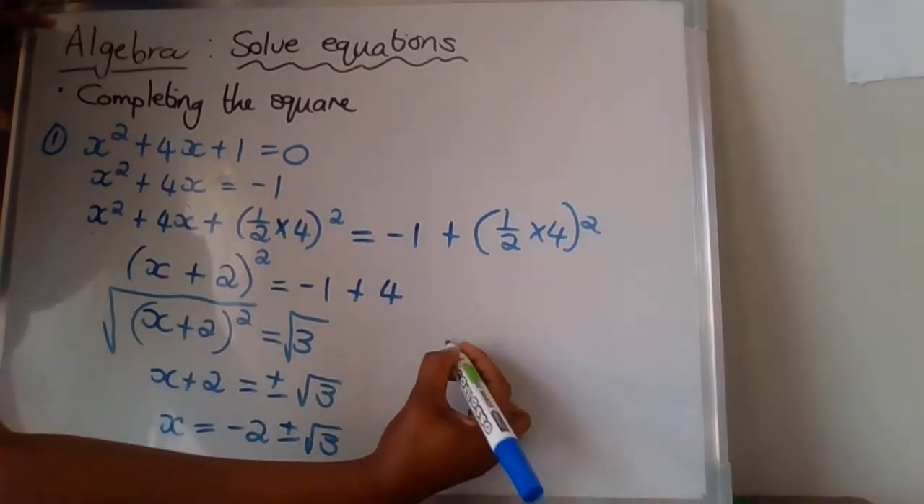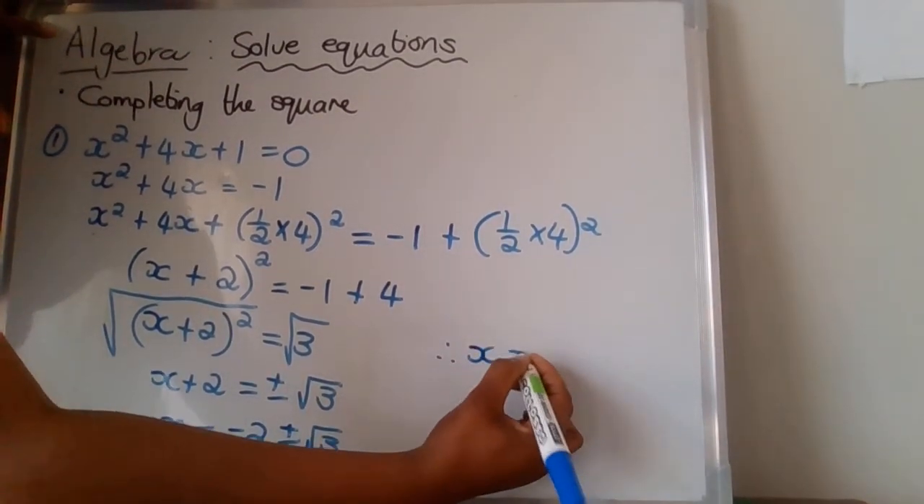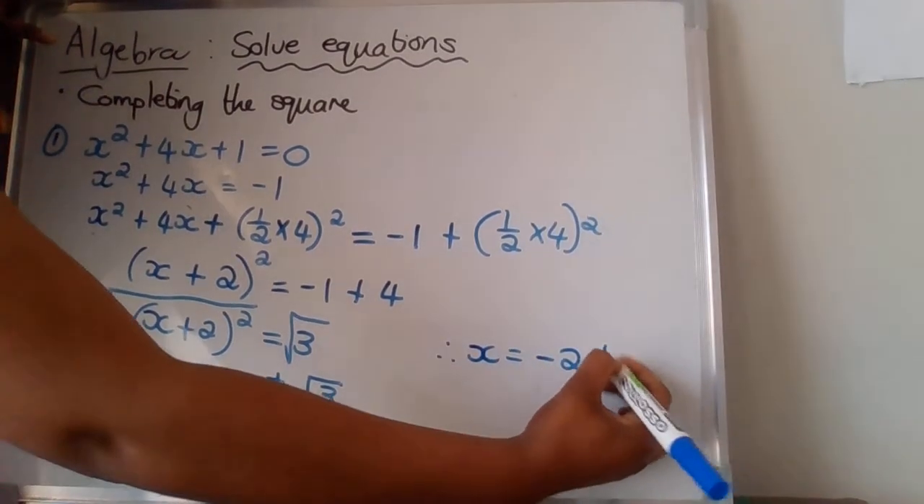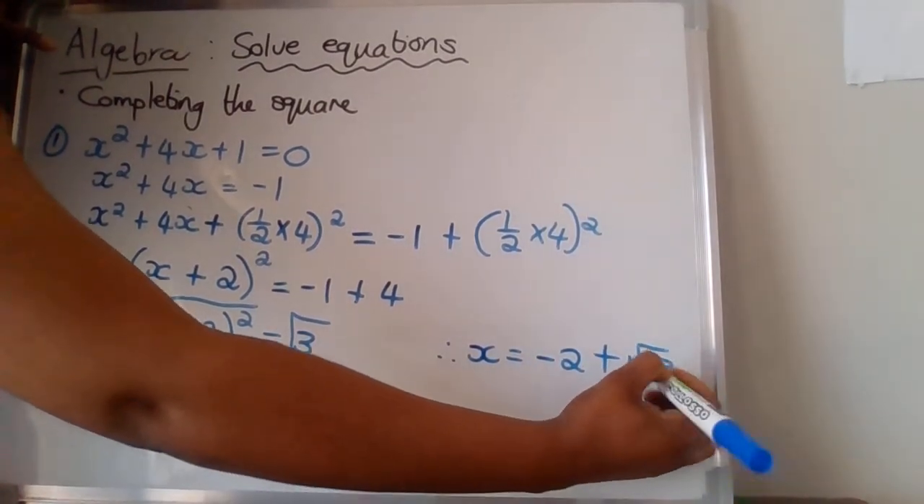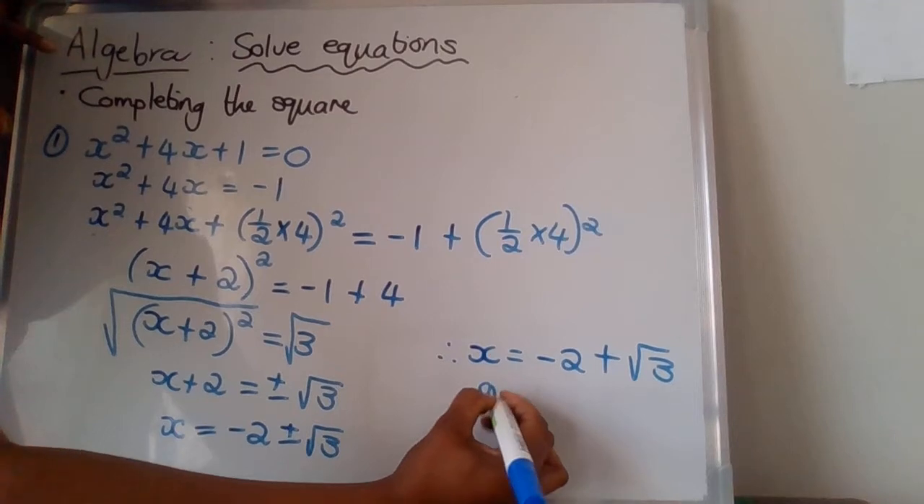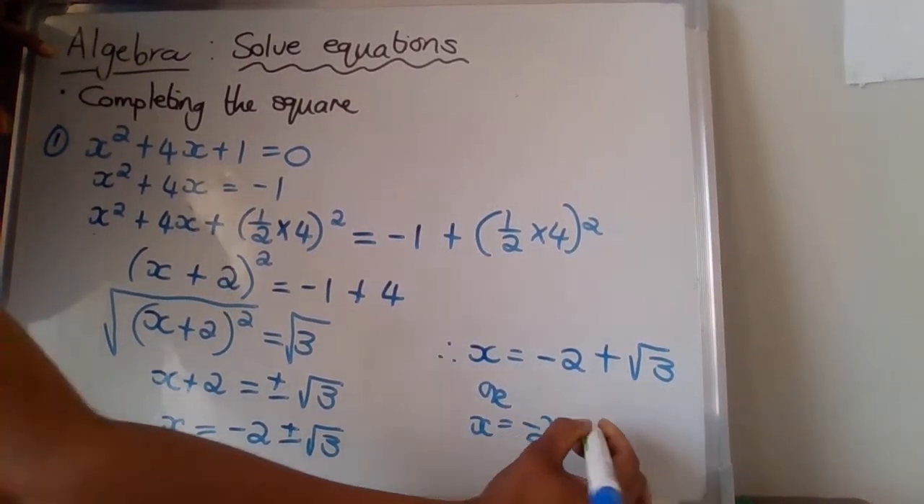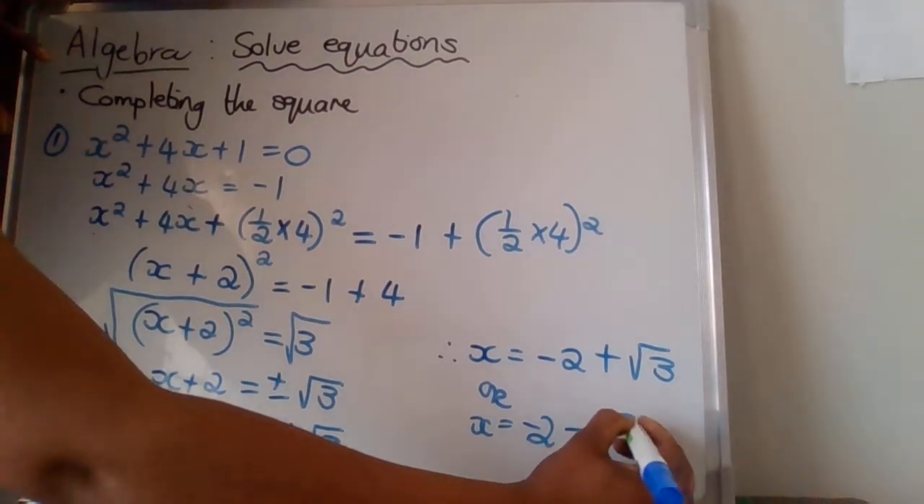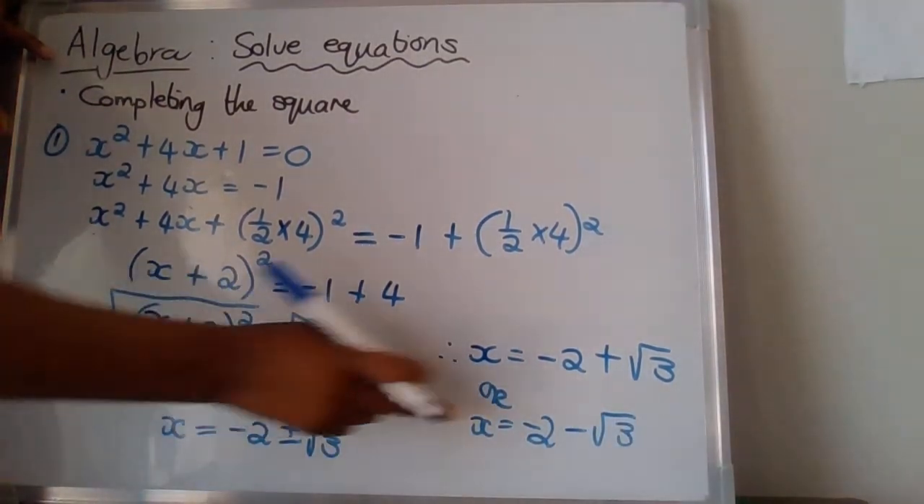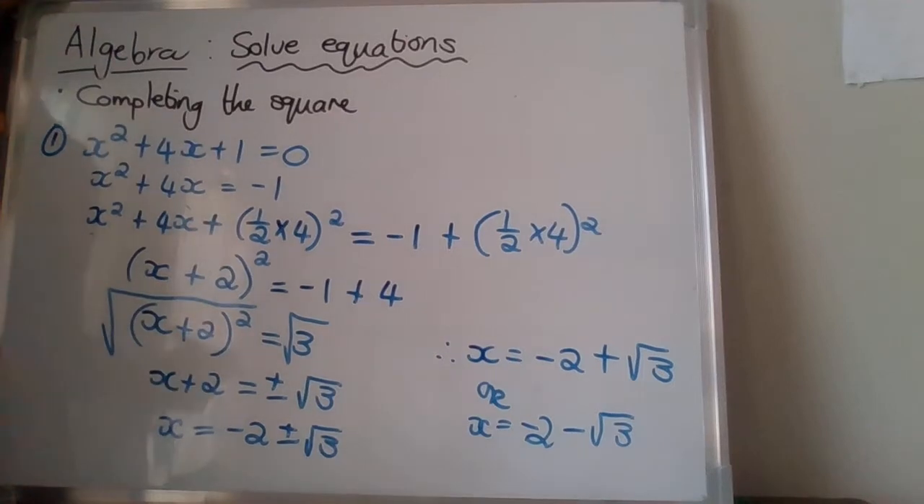Okay, so therefore x is equal to minus 2 plus root 3, okay, or x is equal to minus 2 minus root 3. You can leave the answer like that, or you can further work it out to be root 3, okay, minus 2.